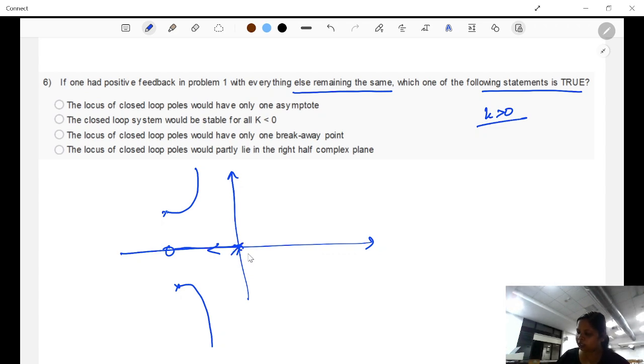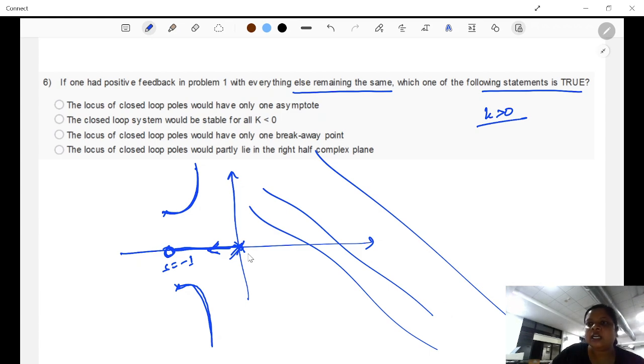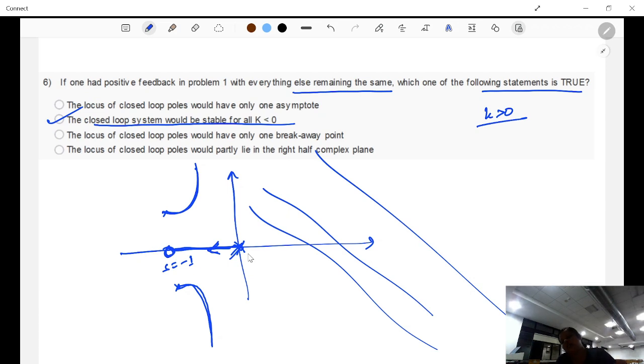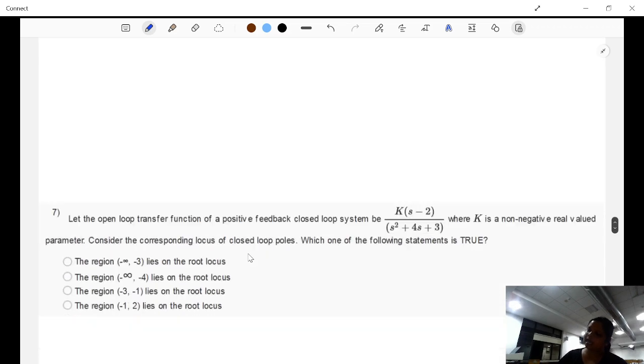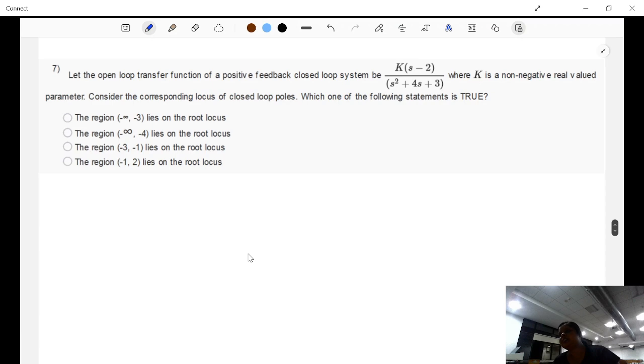So you saw that this pole goes to infinity as k tends to infinity. This pole also moves to infinity as k tends to infinity, whereas this pole at s is equal to 0 moves to the open loop 0 at s is equal to minus 1. So it never goes into this right half of the S plane. So with k greater than 0, the closed loop system would be stable for all k. Whereas in the previous question, it was not the case. The last problem that we saw had a negative feedback system with k less than 0.